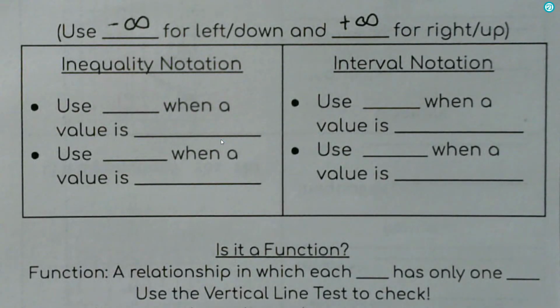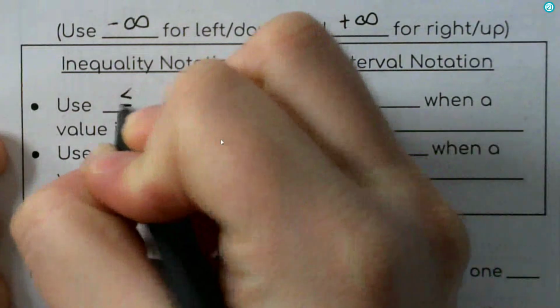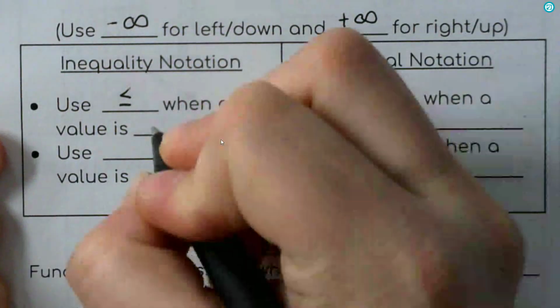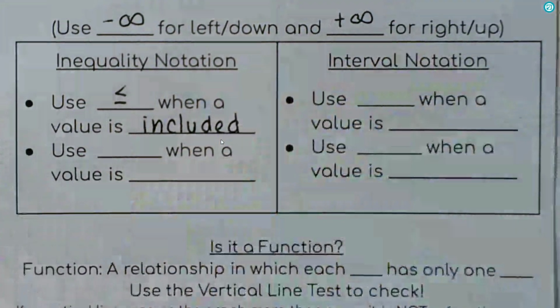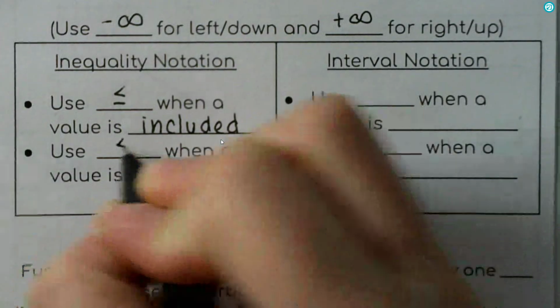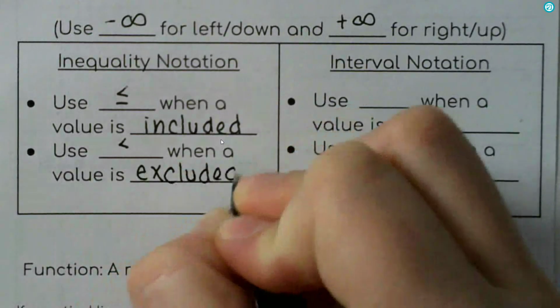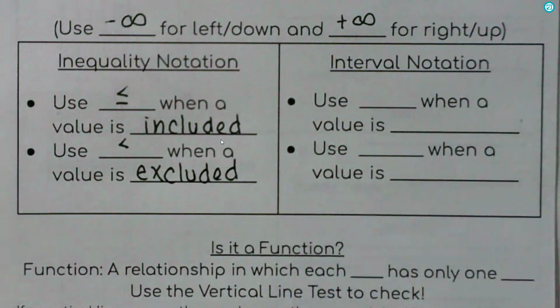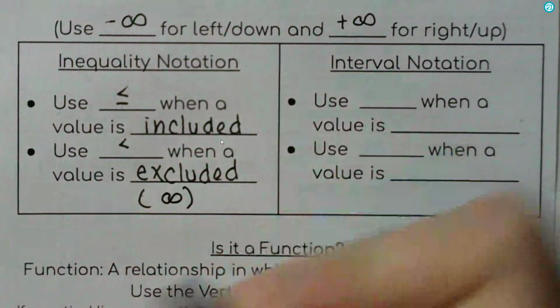So inequality notation uses inequality symbols. We will use less than or equal to symbols when a value is included, meaning it's a point on your graph that you can see. We just use a less than symbol when a value is excluded, which means it's not a point on your graph you can see. For today, the only time that is going to matter is for infinities. So you will use a less than symbol for infinities.